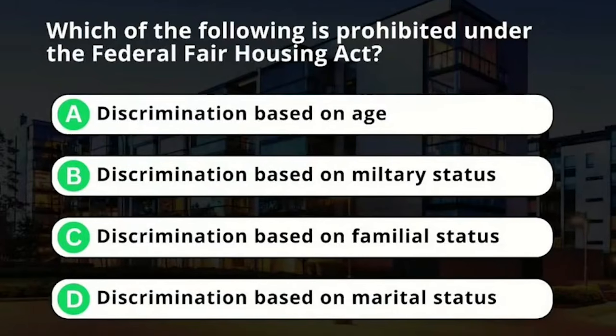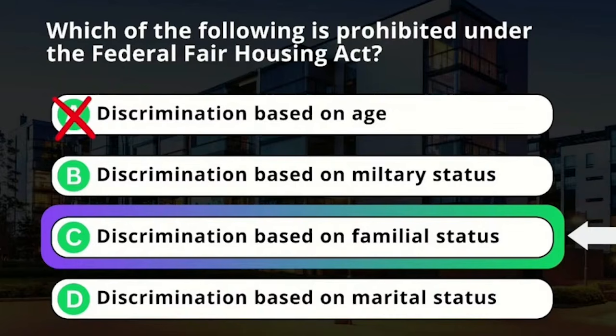The next one, which of the following is prohibited under the Federal Fair Housing Act? Letter A, discrimination based on age. Letter B, discrimination based on military status. Letter C, discrimination based on familial status. Letter D, discrimination based on marital status. Which of the following is prohibited under the Federal Fair Housing Act? And the answer?